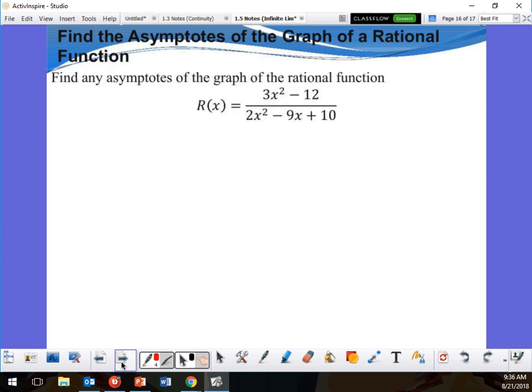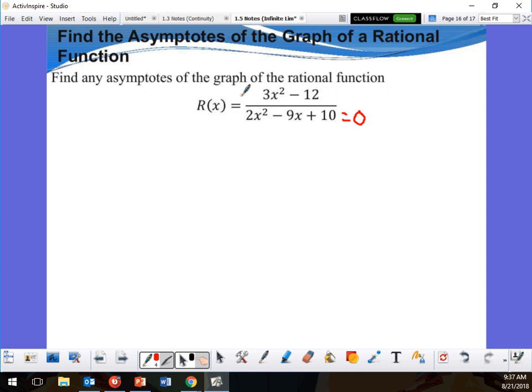Any asymptotes of the graph right here? Where's this one going to be? 3 halves. Is there any vertical asymptote? Any place in which the denominator is going to be equal to 0? So you basically take the bottom, set it equal to 0, and do the math there, right? Okay, I'm going to keep going.